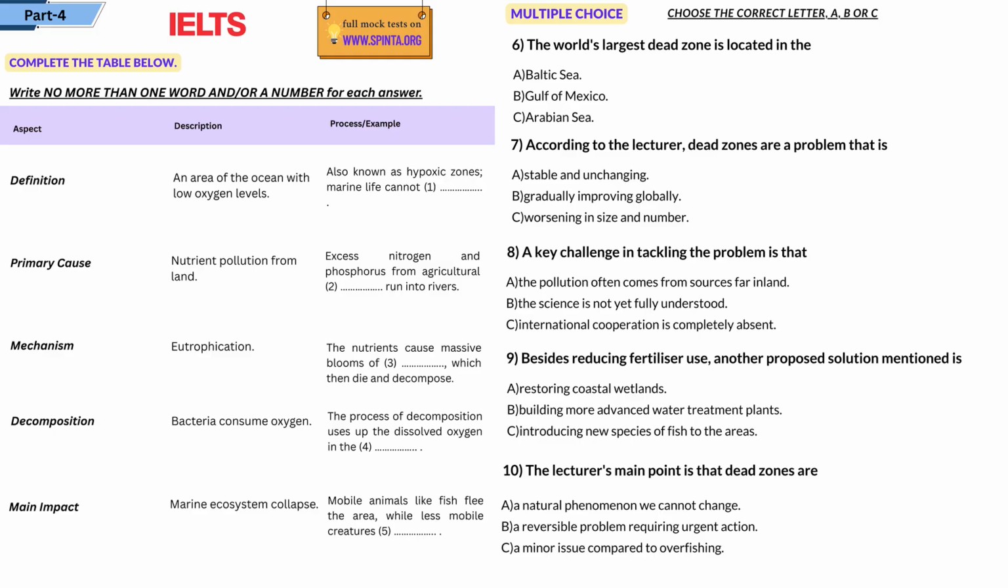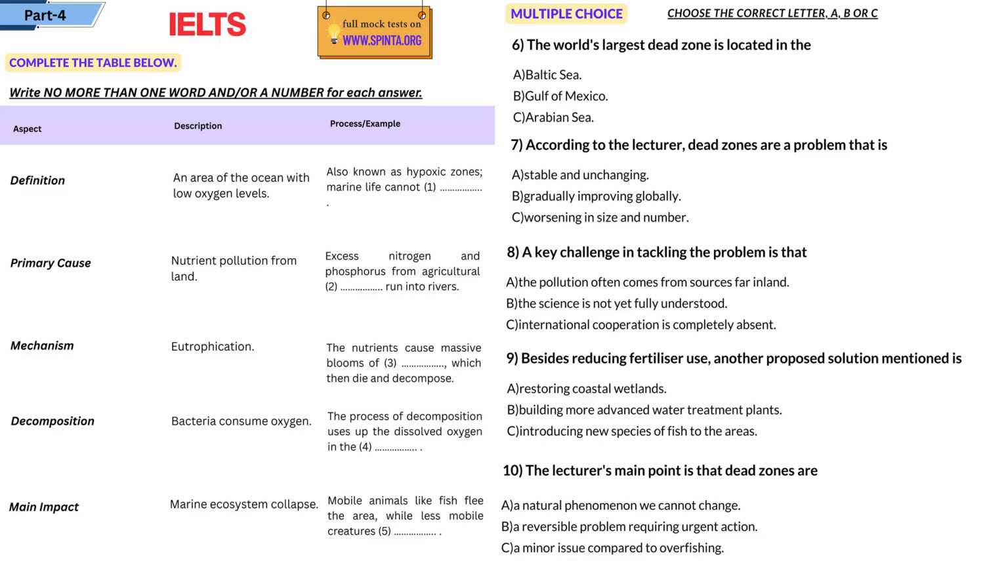The primary cause is nutrient pollution from land. The two main culprits are nitrogen and phosphorus. These chemicals run off agricultural land into streams and rivers, which then carry them out to the coastal ocean. And where do they come from? Overwhelmingly, they come from the huge quantities of agricultural fertilizer that are used in modern industrial-scale farming.